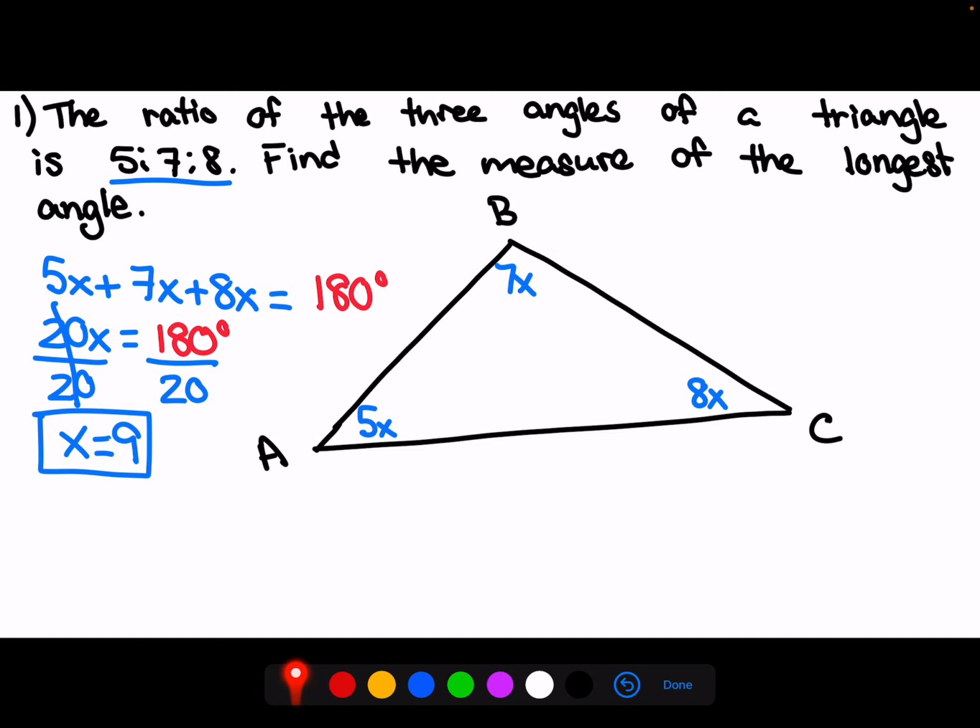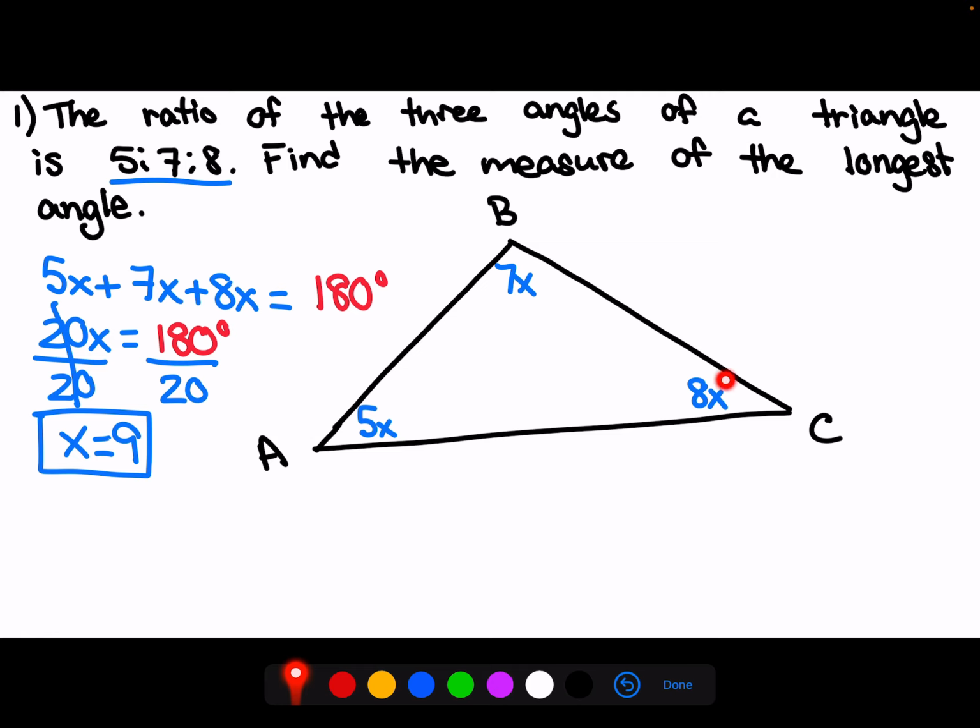Now, from here, we're looking for the largest angle that we have. So if we're looking for the largest angle, well, we look for the largest coefficient, because all we have is coefficients here, right? There's nothing extra added on. There's no 7x plus 4 or anything. So I look for the biggest coefficient. And the largest coefficient that we have is attached to angle C.